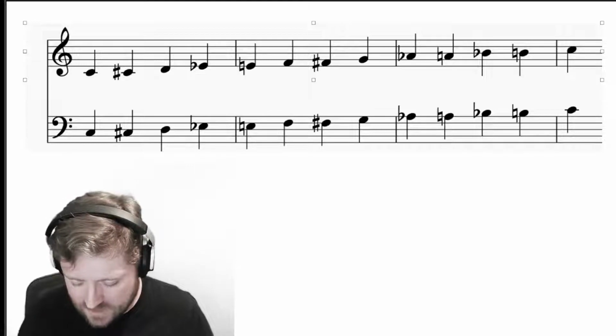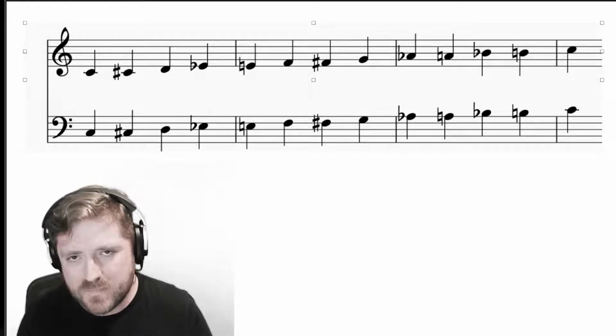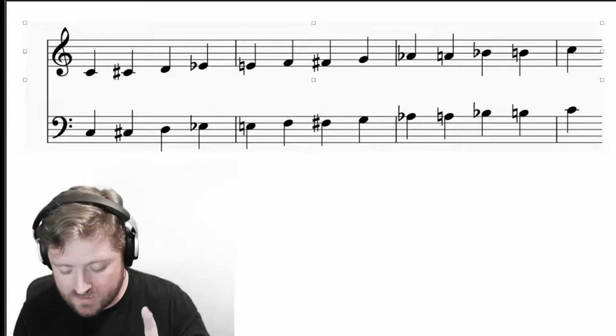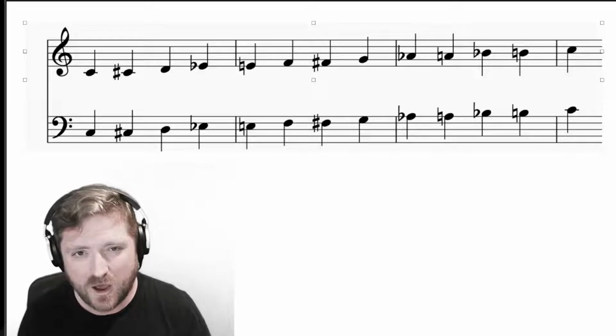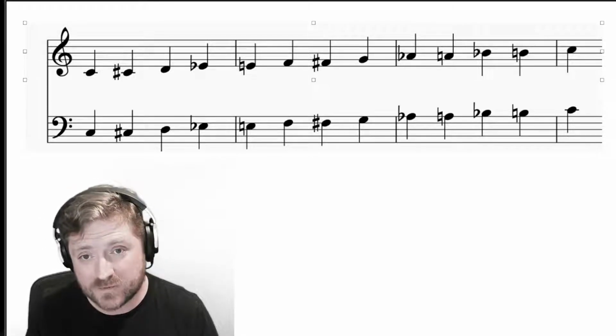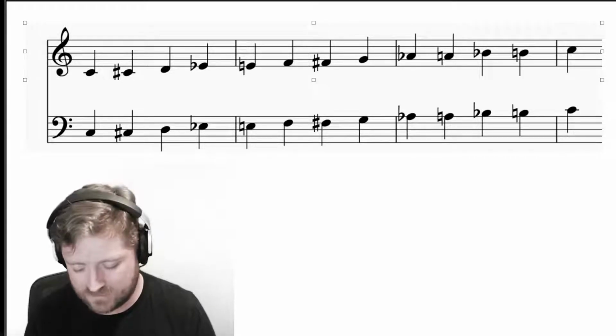Okay, now if we count up 1, 2, 3, 4, 5, 6, 7 to the middle there, and we include the C, we go 1, 2, 3, 4, 5, 6. Halfway up, we get F sharp. And then we count again, starting on F sharp, 1, 2, 3, 4, 5, 6, we get C.